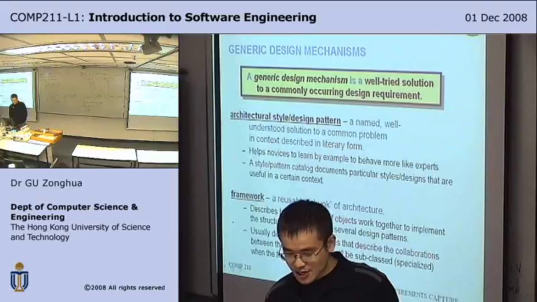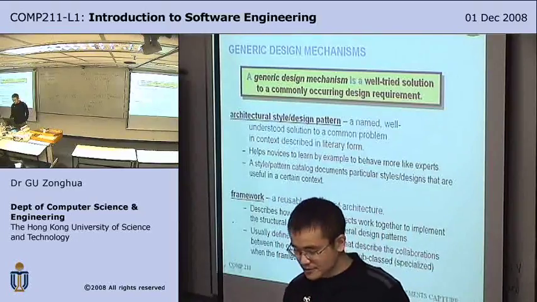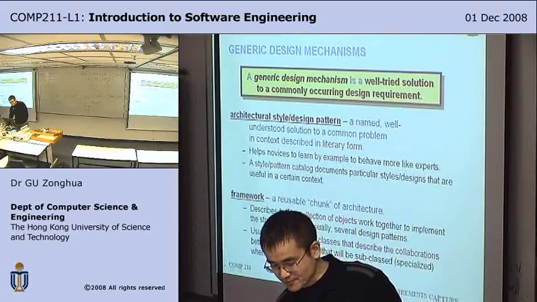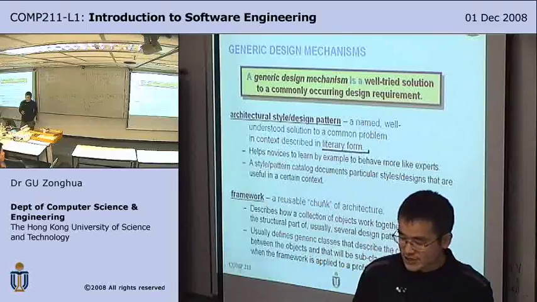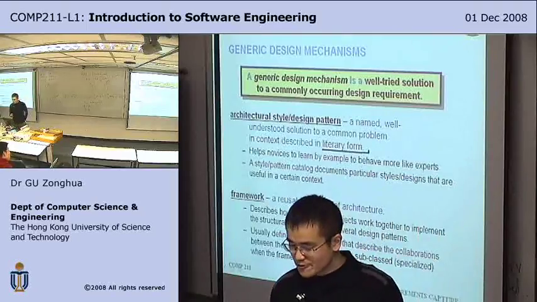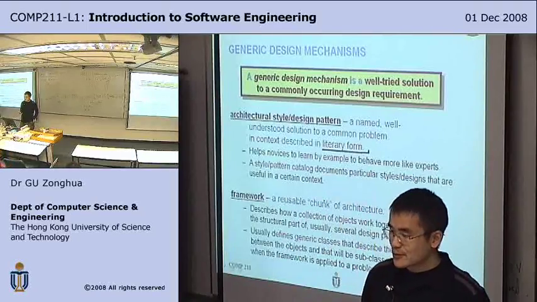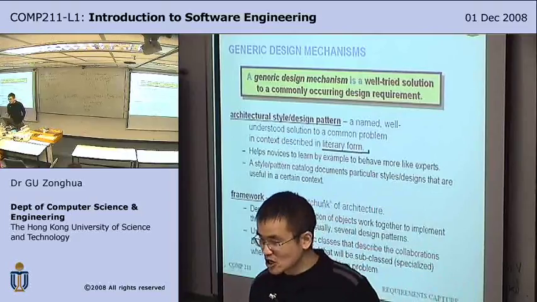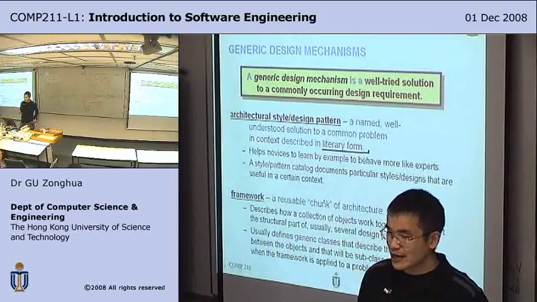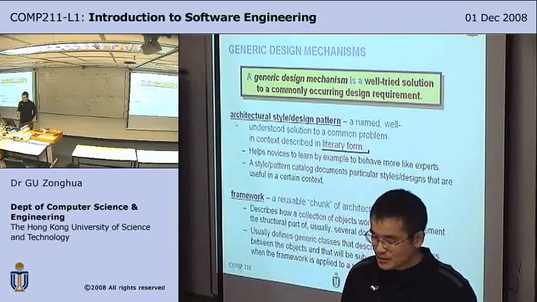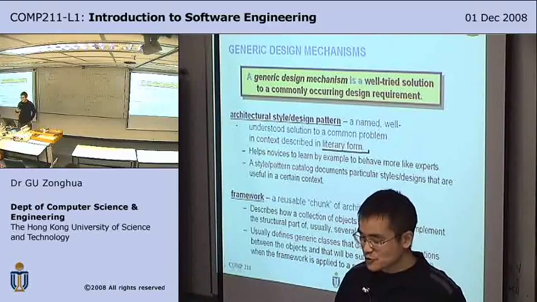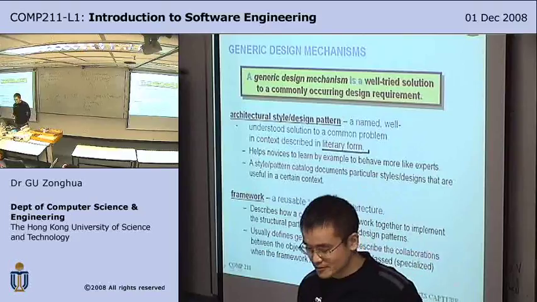So we discussed architecture styles, design patterns, as well as frameworks. An architecture style or design pattern is a solution to a problem described in literary form, while a framework is a reusable chunk of architecture. A framework is software. Say Microsoft Foundation Classes is a framework for developing UI applications. But architecture styles and design patterns are text. You read it, you understand it, and then you write code.